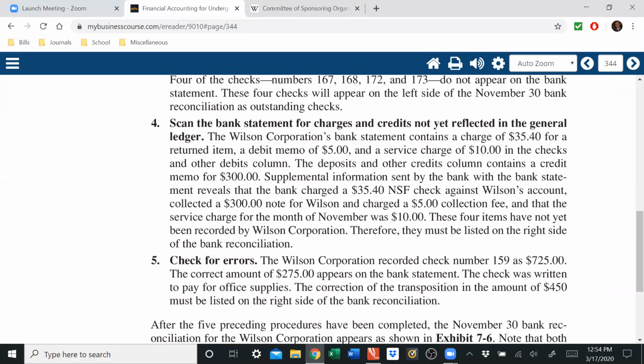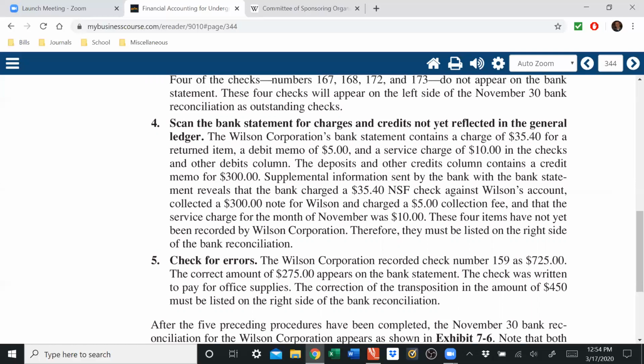So Wilson wrote a check for $275, and that was what they paid for office supplies. But then whenever they recorded it in the cash account, they credited cash for $725, not $275. They did a transposition. You see, they just transposed the 2 and the 7. So they credited cash for $725, which is $450 too much.